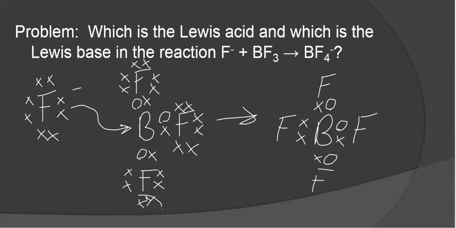right there. My base has extra electrons. My acid needs the electrons, so the base is F-. It has extra electrons that are capable of forming a coordinate covalent bond, and my acid, BF3. The boron only has 6 valence electrons. It wants 8, so it has space available for extra electrons to bond to. That's my acid.